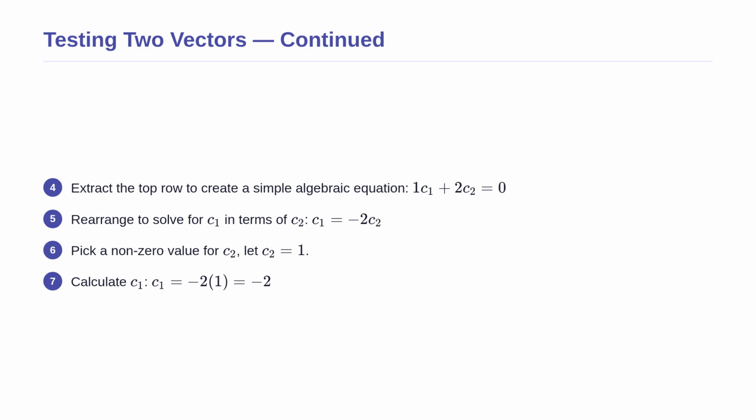This means whatever value we pick for c2, we just multiply it by negative 2 to find the matching value for c1. To prove dependence, we just need to find any valid pair of numbers where at least 1 is not 0. Let us pick the number 1 for c2. By doing this, we easily calculate that c1 must be negative 2.